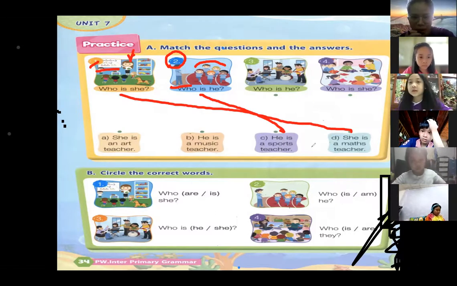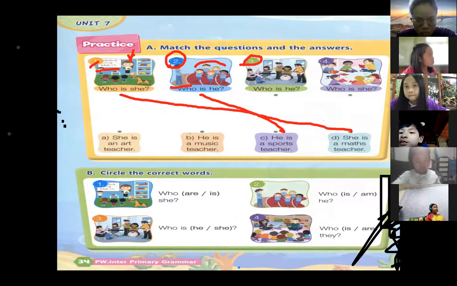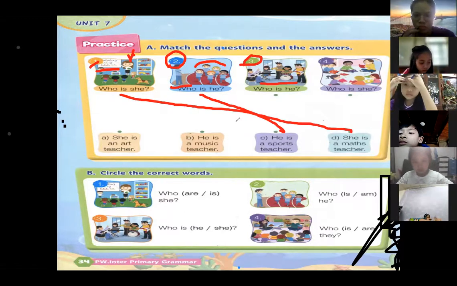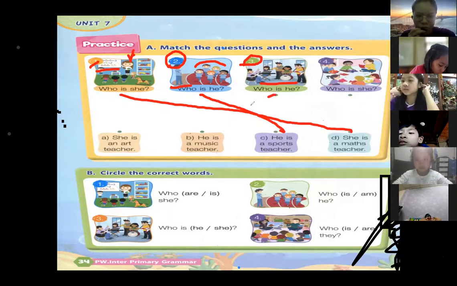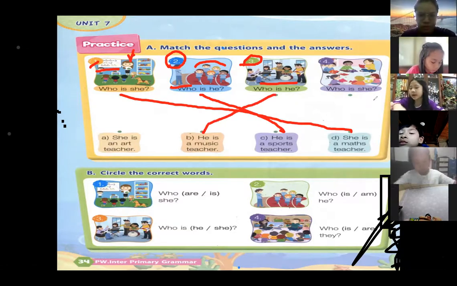Okay, look at the screen. Number three here, I will circle number three. Look at them. They are inside a room with instruments. So what do you think? Is he teaching here? A, she is an art teacher, or B, he is a music teacher. A or B? B, very good. Music teacher.